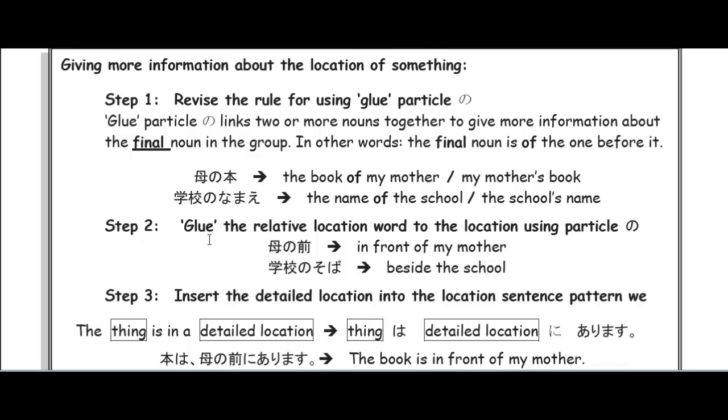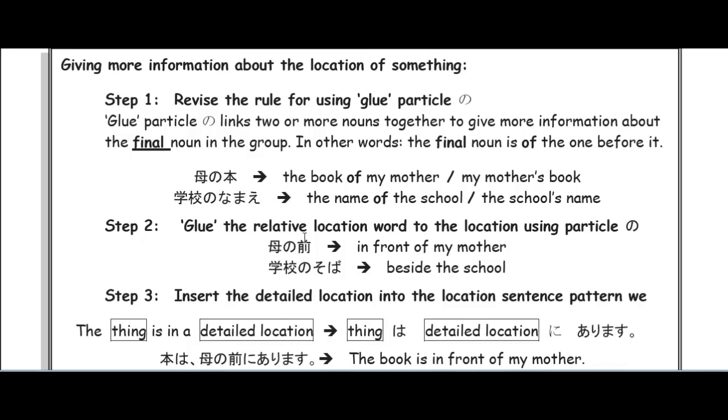Now step 2, we're going to actually use no to glue the relative location word to the location word. And this is how we're going to do it. So we put the main place first, and the relative location is second, so in front of. It's in front of. That's the key thing. Whatever it is we're talking about is in front of. But then we're going to add in front of what? So here, mae is in front of, no we translate as of. Haha is mother, so in front of my mother. The next one, gakko no soba. Soba meaning beside, beside of the school. In other words, beside the school.